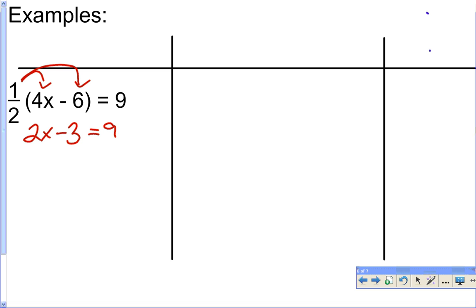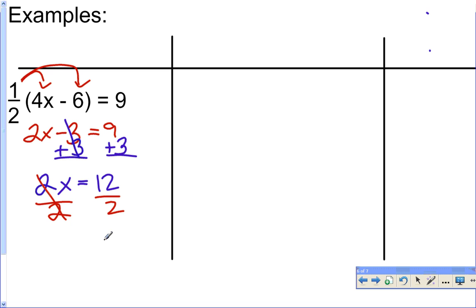Now I have a simple two-step equation. If you can read it, you can do it. 2 times x minus 3. Do the opposite. Always do any addition or subtraction first. So -3, I do the opposite and add 3 to both sides of the equation. 2x equals 12. 9 plus 3 is 12. I just brought down the 2x. 2 times x, do the opposite. Divide both sides by 2. 2 over 2 is 1. 12 divided by 2 is 6.